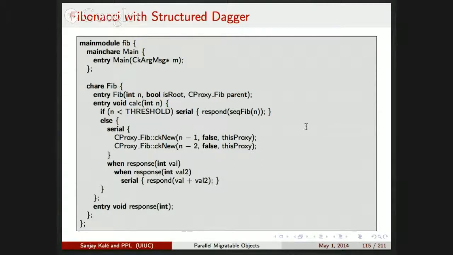So we wait for some response that will send us a value and some response that will send us another value. And once we've received those 2, we can respond to our parent with the sum of those values.